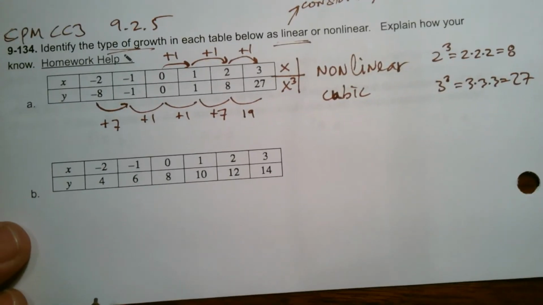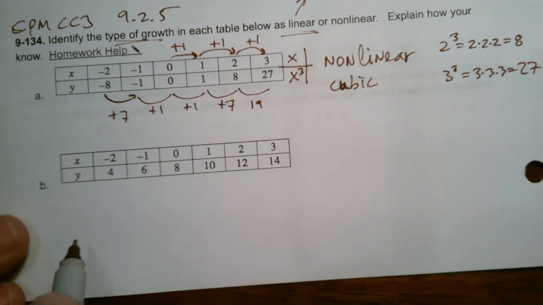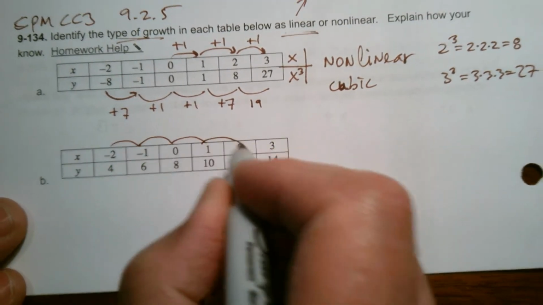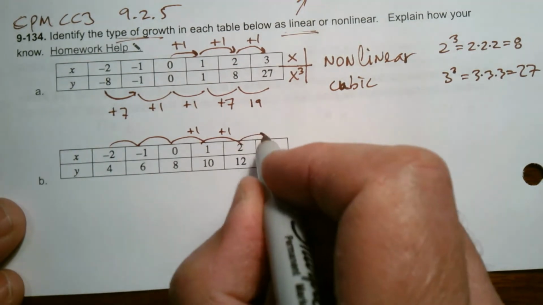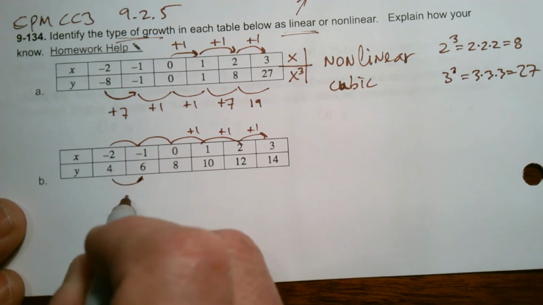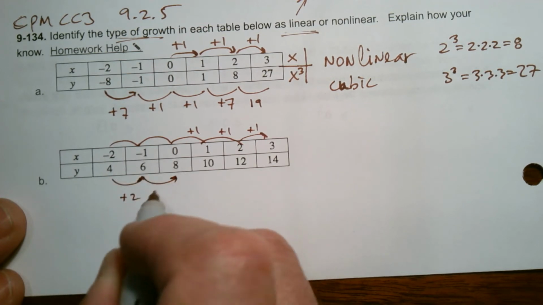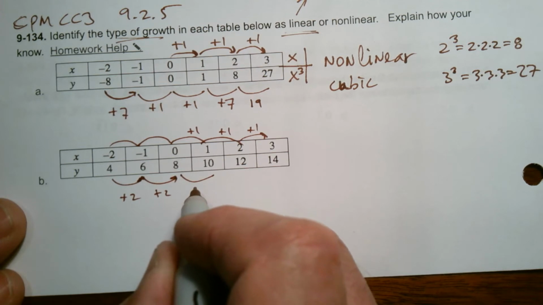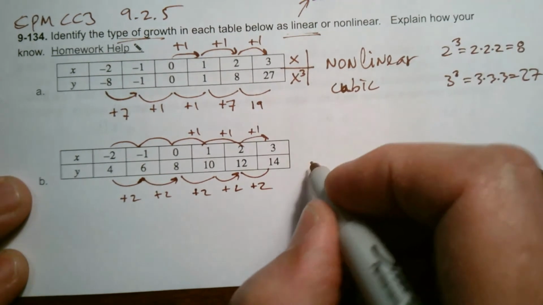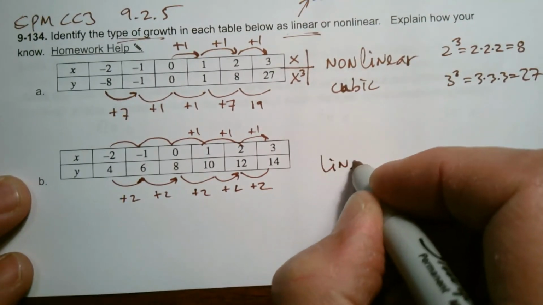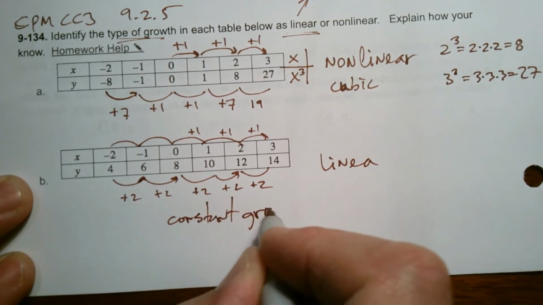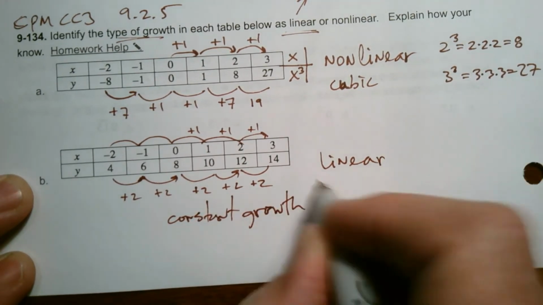Okay. This one here, let's look at this one. Once again, I'm going to look to see what's my growth on my x's. I'm going by ones each time. So I'm good to now just check my growth this way and see if it's constant. 4 to 6 is growing by 2. 6 to 8 grows by 2. 8 to 10 also by 2. So notice each one of these is growing by 2. So it's a constant growth. So this is linear, because it's a constant growth. Being constant growth, it is linear.